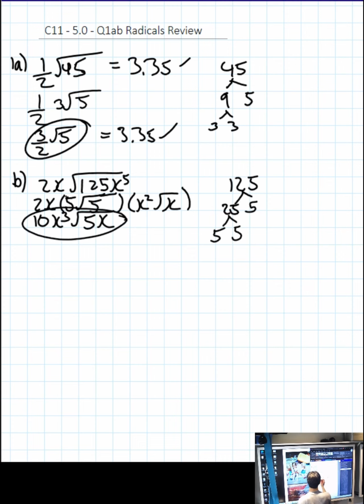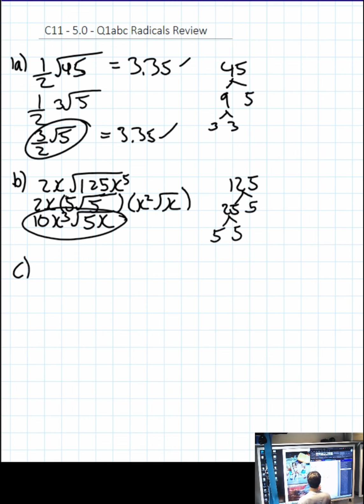Again, you could check your answer by picking an arbitrary value for x, like 3, substituting into the question and substituting in the answer and making sure that they're the same. But I've done that enough in grade 10, so go back and check all that, and then we should be good.